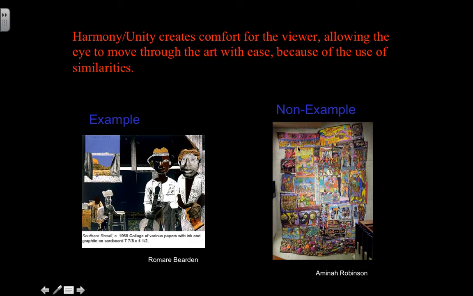Whereas if we look at the non-example, we have a Robinson image where there's a lot going on. It's hard to kind of decide where you want to look. You might have to look at this image for many minutes before you can understand what is going on. And so that's kind of creating a disconnect and hard to understand as well.